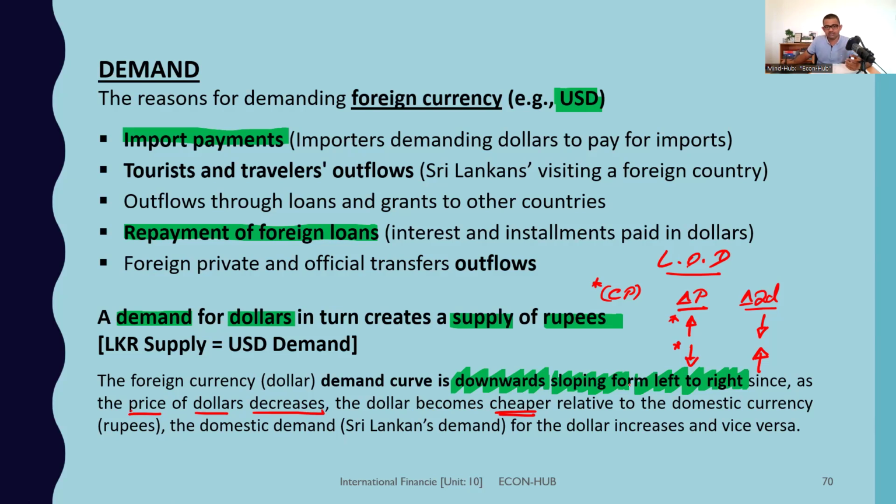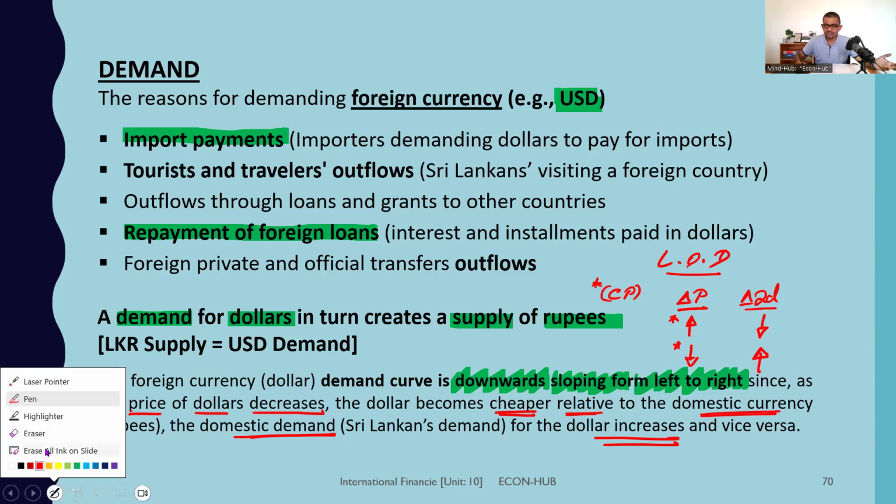Remember the substitution effect? No need to bring all that. Just go with the simple thing. The dollar becomes cheaper relative to the domestic currency. So now the dollar is cheaper than the rupee, comparatively. So what happens? Domestic demand, Sri Lankans' demand for the dollar, increases. Simple. That is what we have learned.